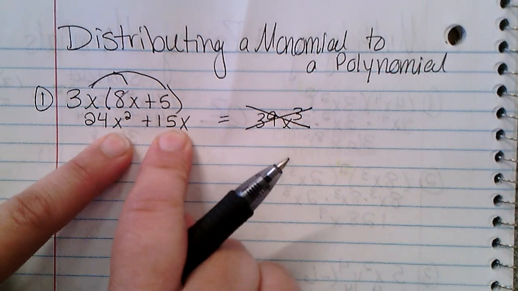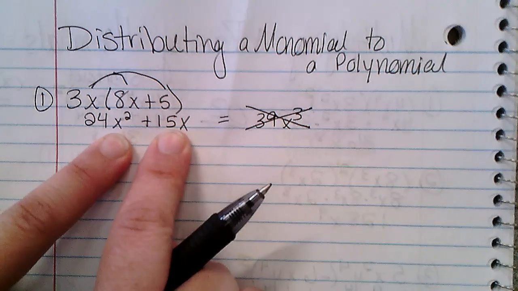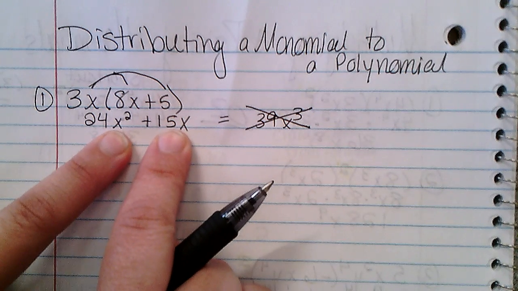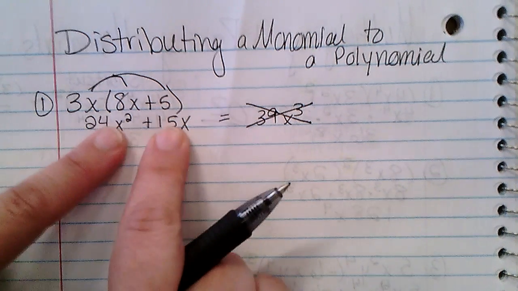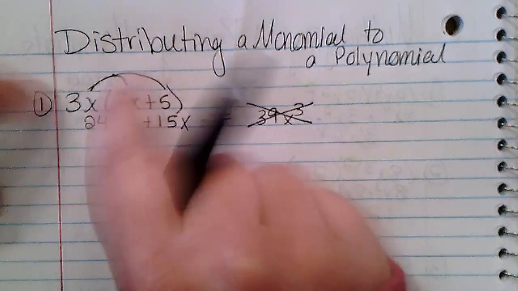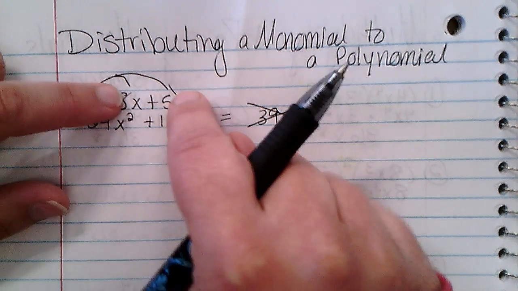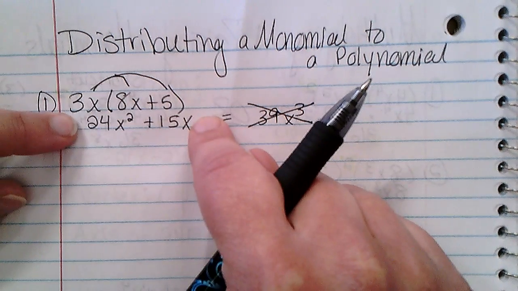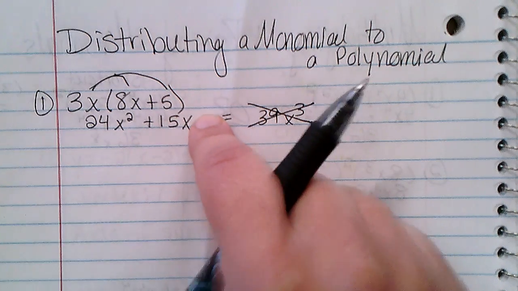Now, eventually we will have like terms later on, but for right now, this is as far as we can take it. This is our final answer. So distributing a monomial to a binomial ends up as a binomial since there are no like terms.